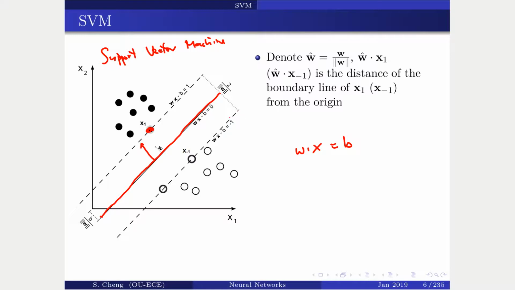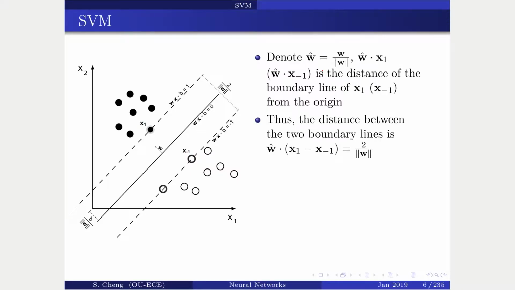Now the question is, I will claim that the distance between these two is actually 2 over ||w||, where ||w|| is the norm of w. It's not hard to prove. Let's say I have a vector here, and this support vector is x1. Have some origin here, and this is x1, and this is x−1.